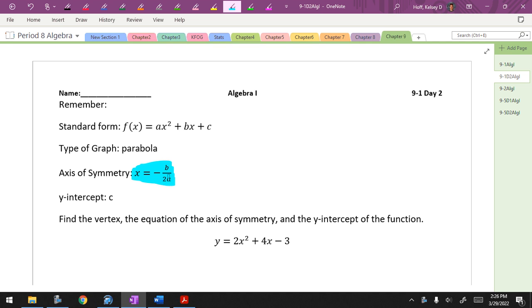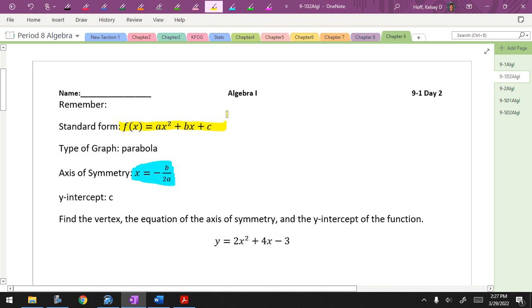The other common question I had yesterday is, when you're working with that equation, a is always what's in front of the squared term. B is always what's in front of the term to the first power, and c is always the number that doesn't have a variable. It doesn't matter which order they write them in, correct? Okay, so just so you remember that.